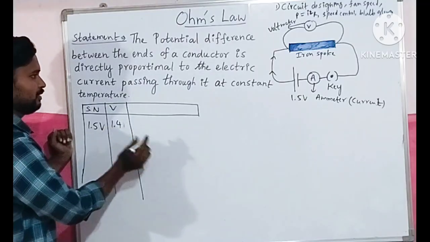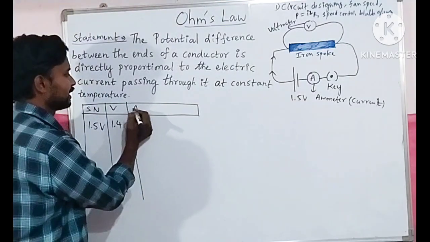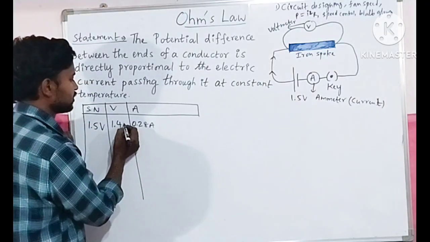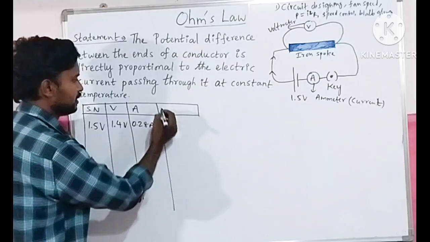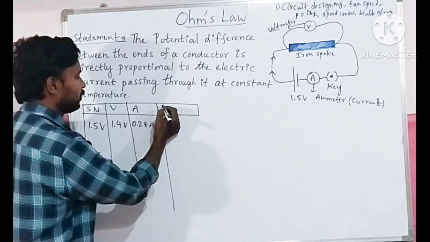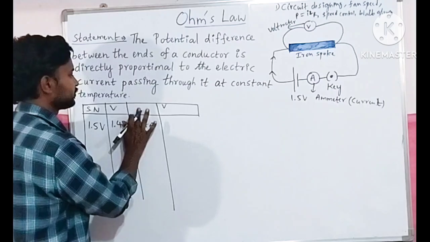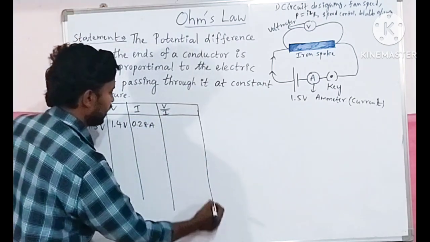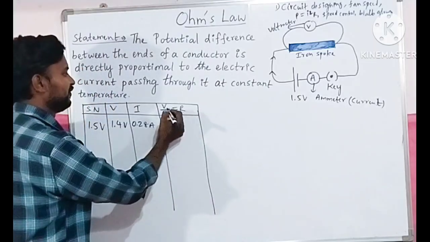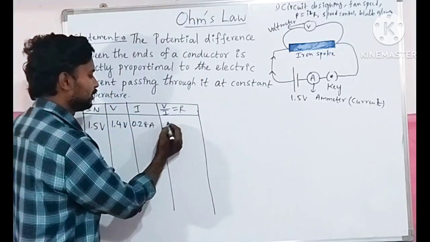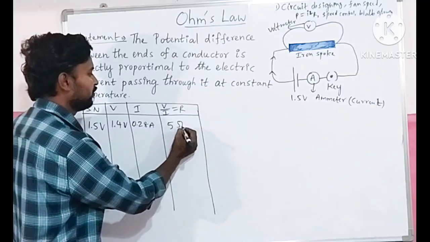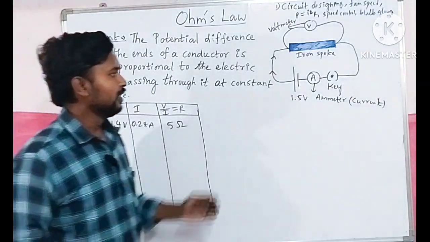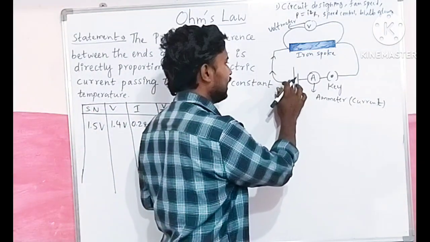Next, when we measure the current in the ammeter, it shows 0.28 amperes. Next, we have to find the V by I ratio. When we find the V by I ratio, in this case it is equal to 5 ohms.